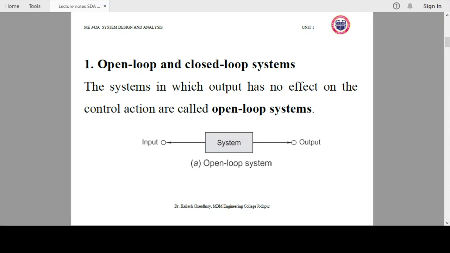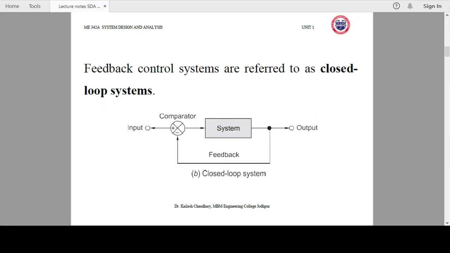We'll start with open loop and closed loop systems, which are very common, and many of us know about these systems. The open loop systems are the systems in which output has no effect on the control action, as shown on the screen right now. So there is no control on the output. These kinds of systems are known as open loop systems. This is a very simple definition and presentation of an open loop system.